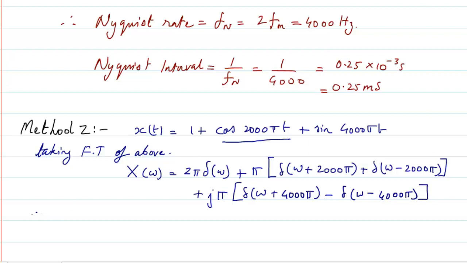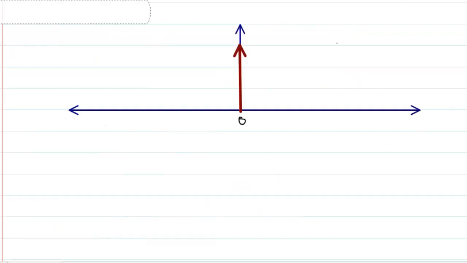Therefore, the frequency spectrum can be drawn as, this is for the z, so I will write omega here, and this is X of omega. Okay, now first I have to draw for the DC, which I have already drawn here.